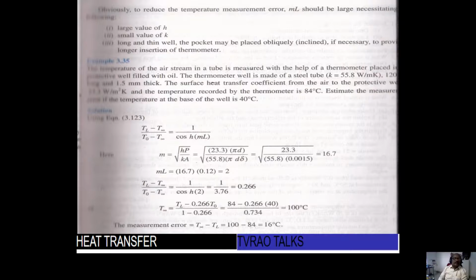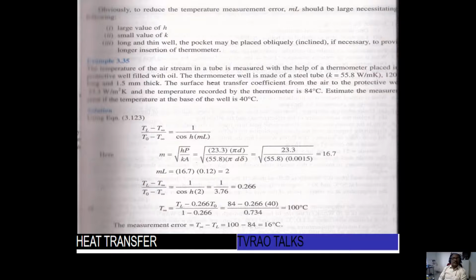So error is a function of h and error is a function of k, and at the same time it is a function of L also. Okay, so if m increases, error decreases. Like this. So now there is a problem. Using this problem, we'll see how to calculate the error measurement.